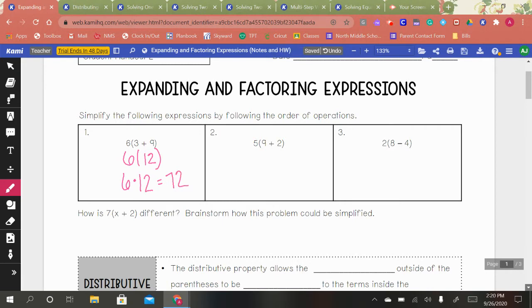All right, let's go to the next one. 9 plus 2 is 11. So I have 5 parentheses 11, which is 55. And then number 3, 8 minus 4 is 4, and 2 times 4 is 8.